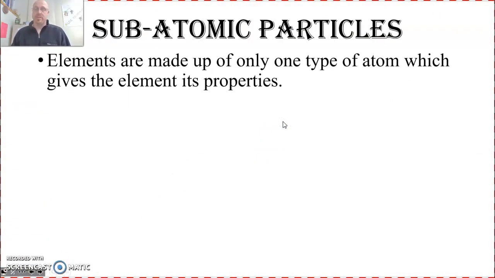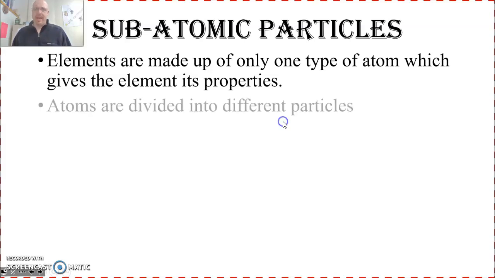The first thing that we're going to talk about is the atomic particles themselves. Remember that elements are made up of only one type of atom, and that particular atom is what gives the element its properties. So if we're talking about iron, for instance, the only type of atoms that are in iron are the iron atoms, and they're very specific, and we're going to learn about those. I'm going to talk also about what makes up an atom, which is why this slide is titled with the subatomic. Just know that atoms are divided into different particles.